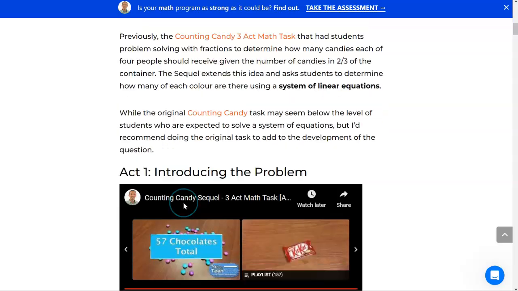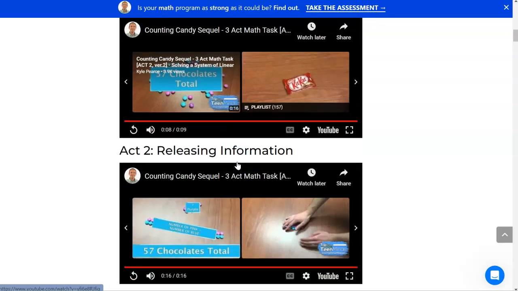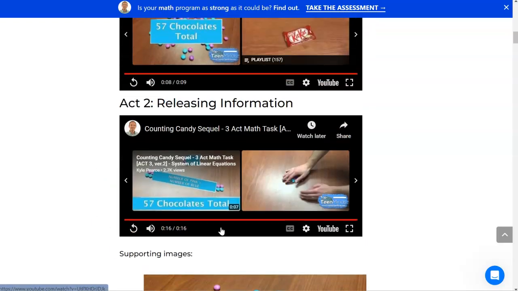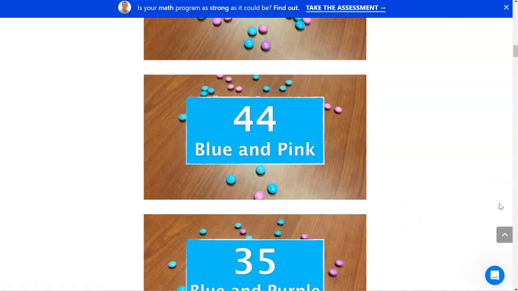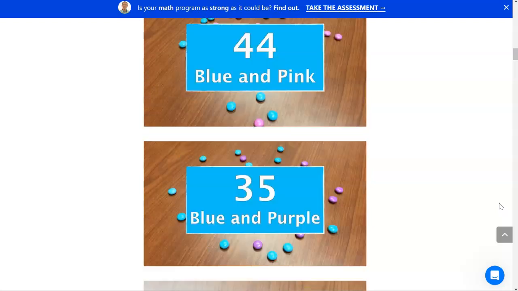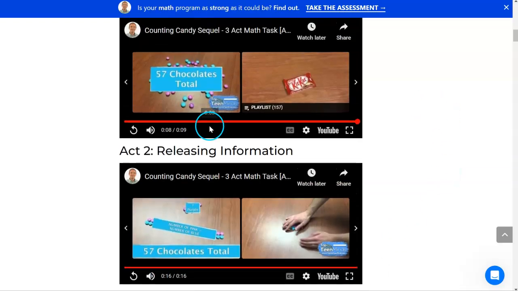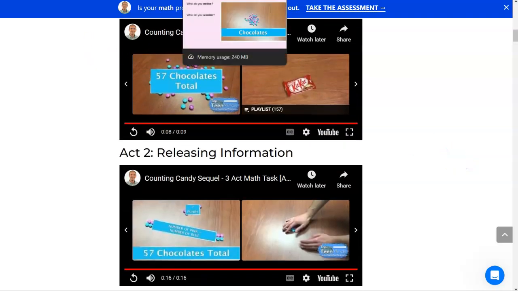So he says that here. He does have videos, quite a few videos of introducing the problem, releasing some extra information. So this was Act 2, and then they will solve this. You could put all of these images in your slides and not have to use the video for this second piece, but I would. They're all extremely short, 9 seconds, 16 seconds. So it's a fun little task for them to apply what they're learning with systems of equations.